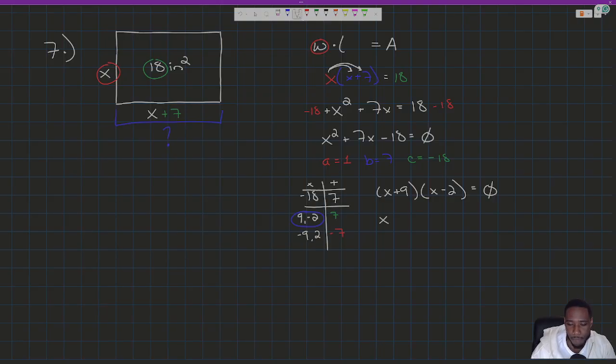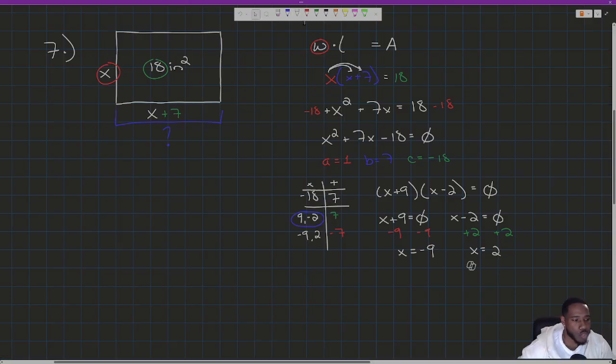So either x plus 9 equals 0 or x minus 2 equals 0. And then you would just do the work in each case to get x by itself. So those are our two solutions mathematically. But in the context of this real-world problem, only one of them really makes sense.